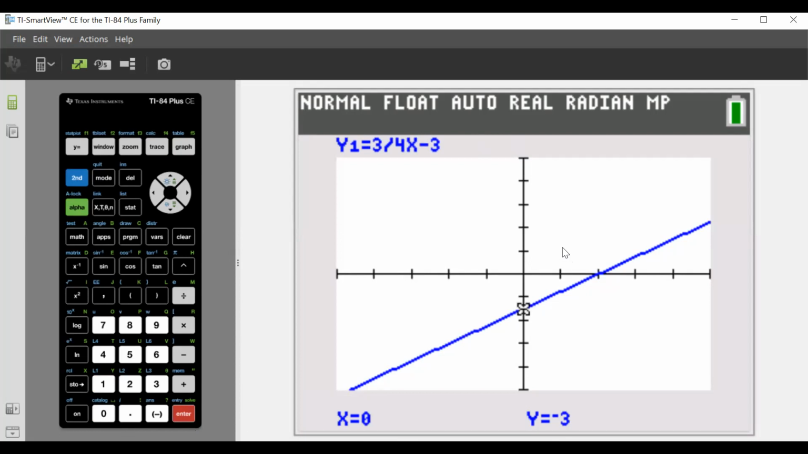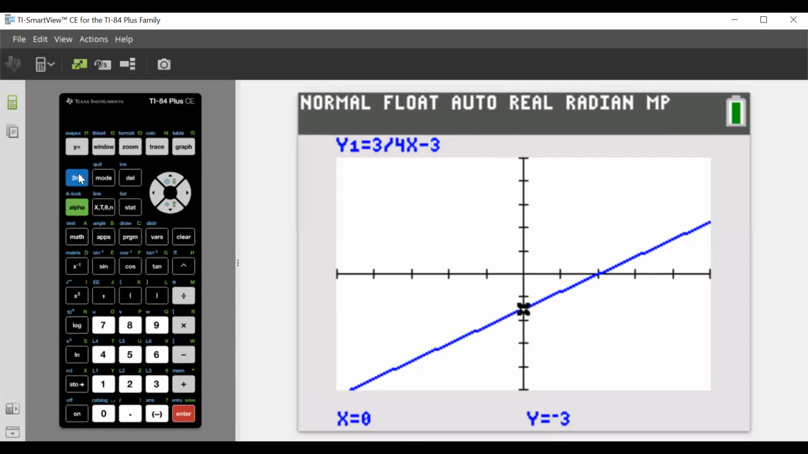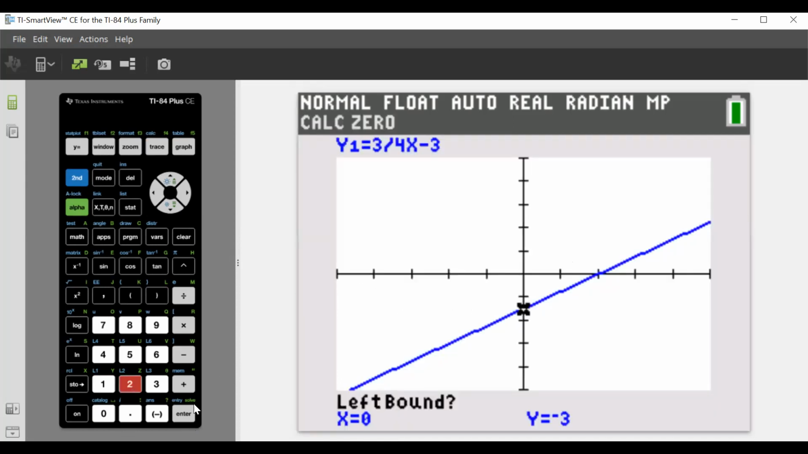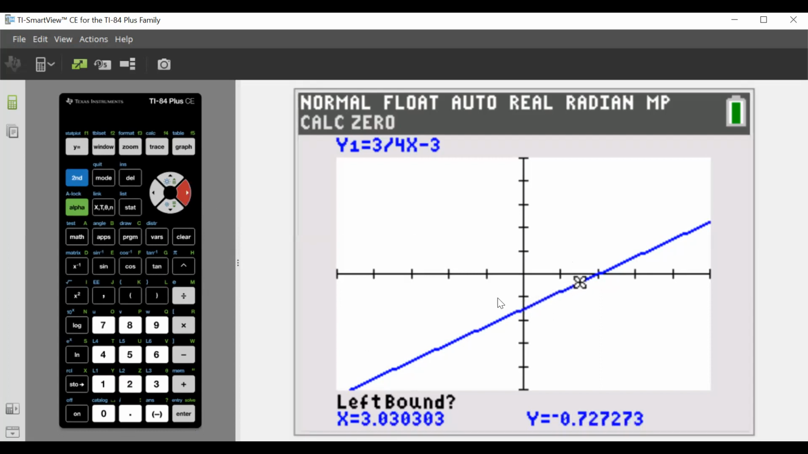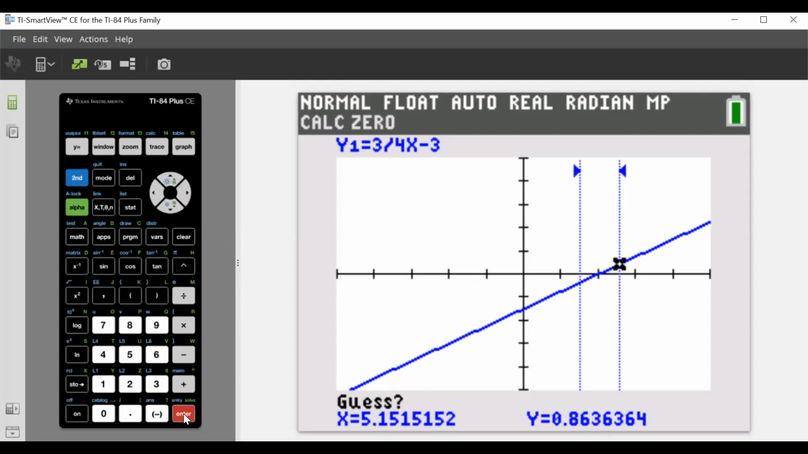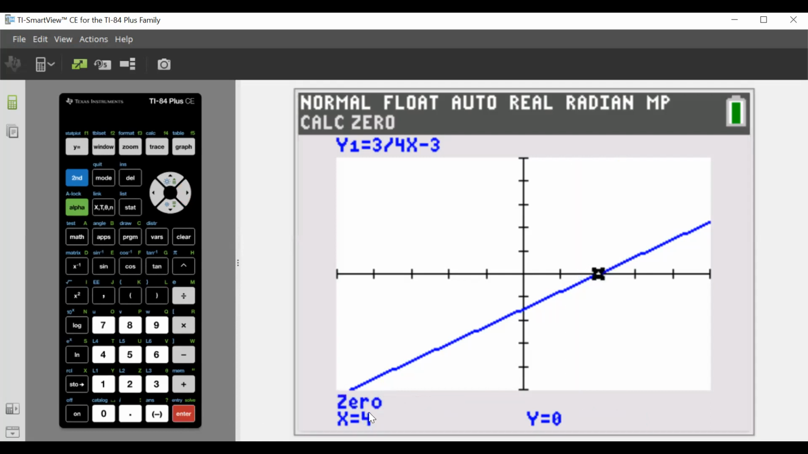Now, what about the x-intercept? Well, that one's going to be a little different because instead of using the value, we're going to do the second zero. Okay. And so we want to find the zero. So we want to set the left bound to one side of the intercept, and the right bound is going to be to the right side of the intercept. So we'll start there and say that's the left. And then we'll go over here and say, okay, that's the right. And you don't have to be exact. You can just be close. And then I'm just going to hit enter for guess. And it says 4 is going to be my x-intercept where it hits that x-axis.